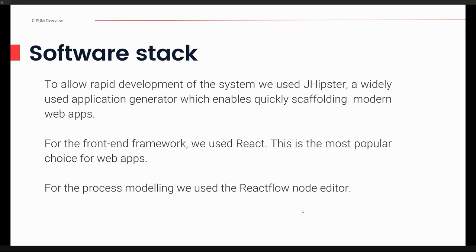So we used a great tool called JHipster, which is an application generator that lets you really quickly scaffold modern web apps. It's not something we're going to use long term, but for this sort of prototyping work, it gets you up and running really quickly for the code base you can then iterate on later on.